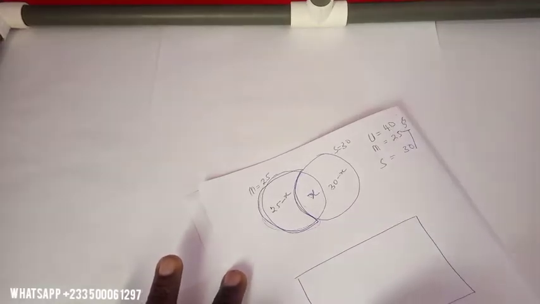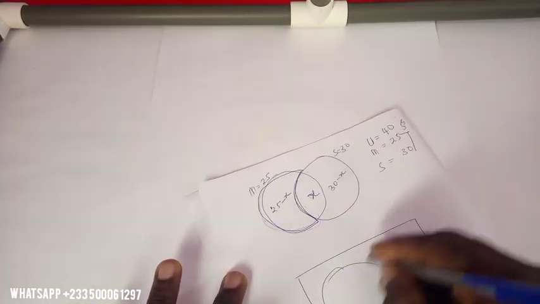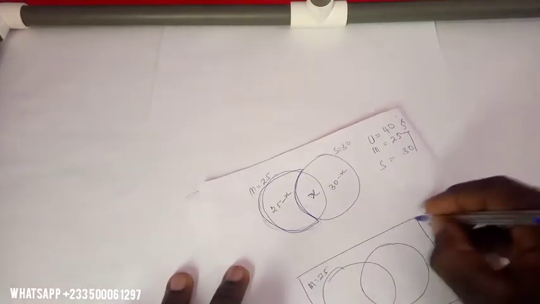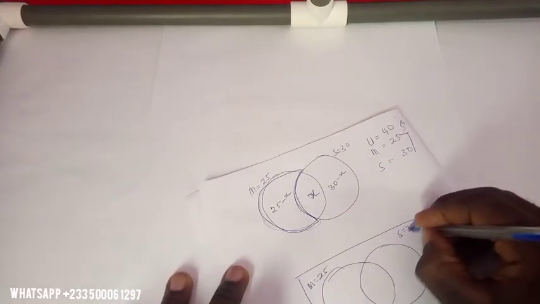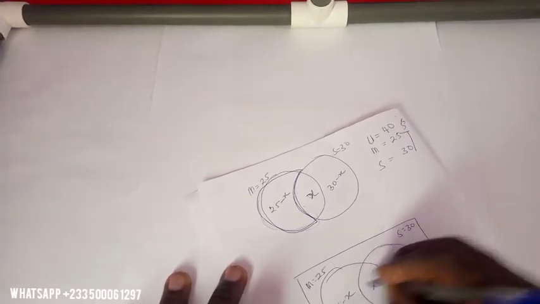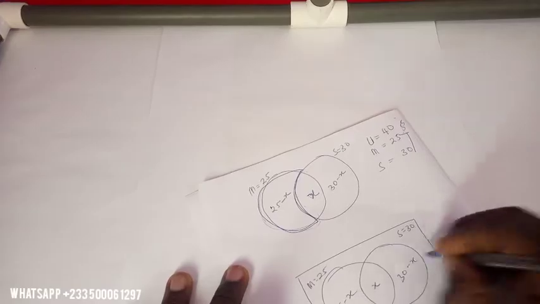Now, I have my circle and my rectangle now. I have here maths 25. I have here science 30. I have my X here. I have my 25 minus X here. And I have my 30 minus X here.